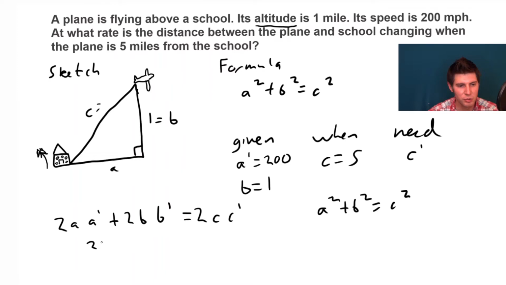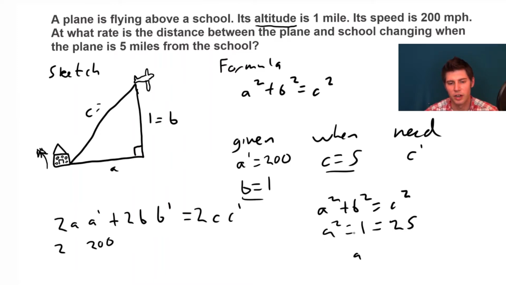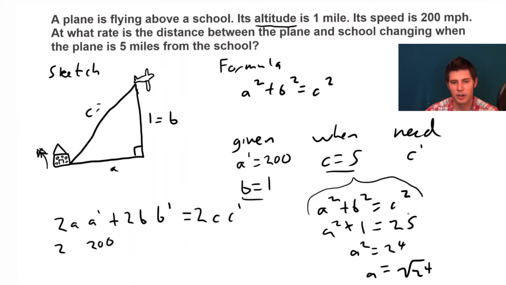So A prime is 200. We still have the 2. And A we don't know, but we do know it because we know B and C, and we just use Pythagorean theorem. So this is when I'm going to use this. C squared is 25. B squared is 1. So now we can solve for a. A squared equals 24. A equals root 24. So that's going to be our a. So we use this formula to solve for a.